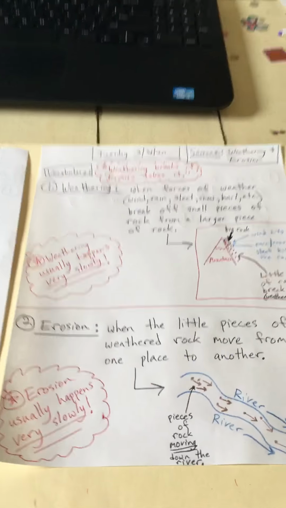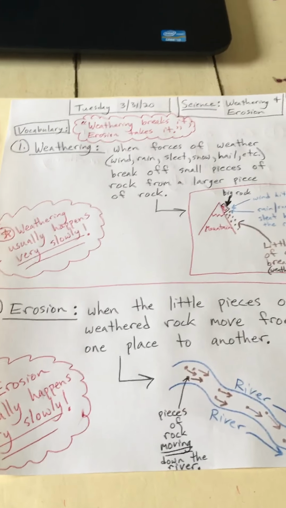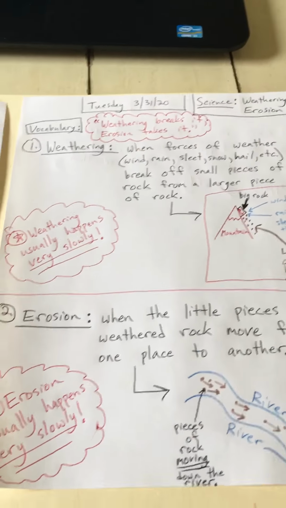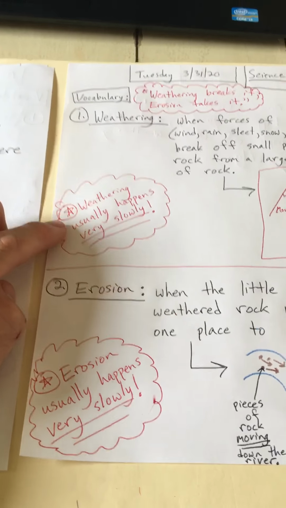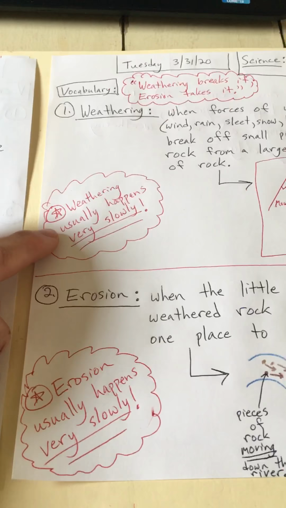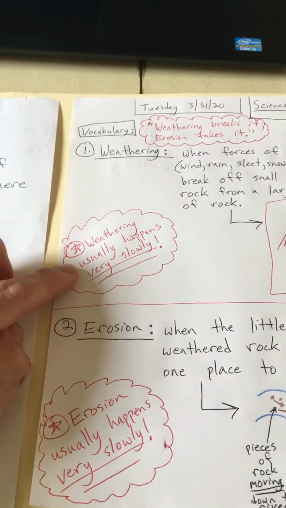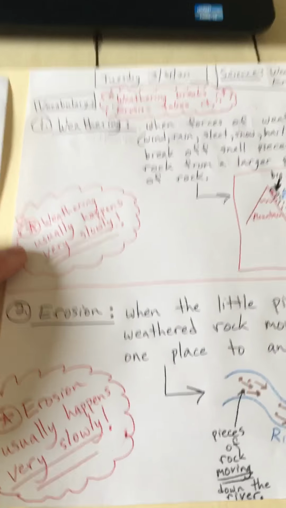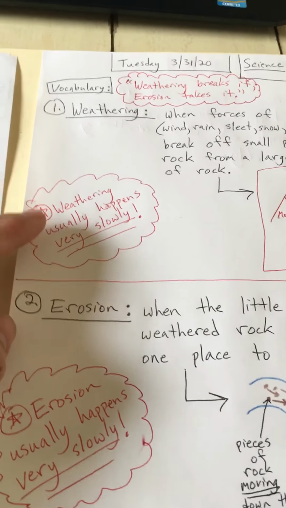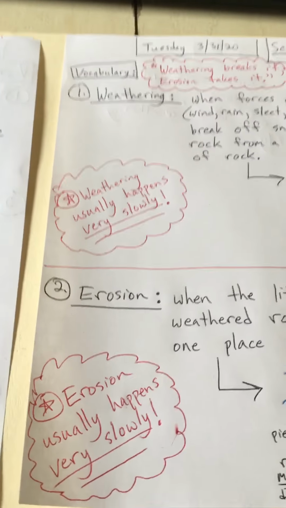So that's the first one. Weathering breaks it. Weathering is when it actually breaks off into littler pieces, okay? And weathering usually happens very slowly, right? Weathering takes thousands and thousands of years usually, or hundreds of thousands or millions of years. It takes a really, really long time for pieces of rock to break off of other pieces of rock, right?